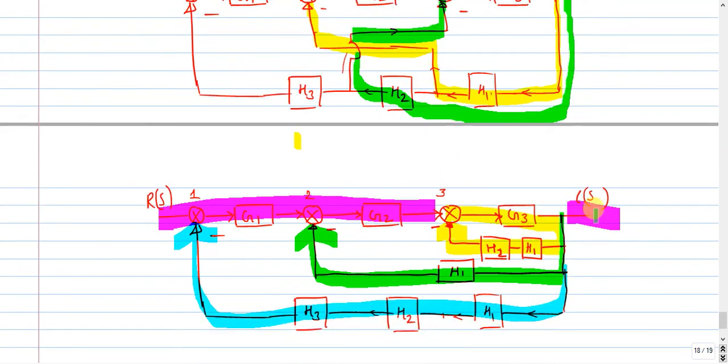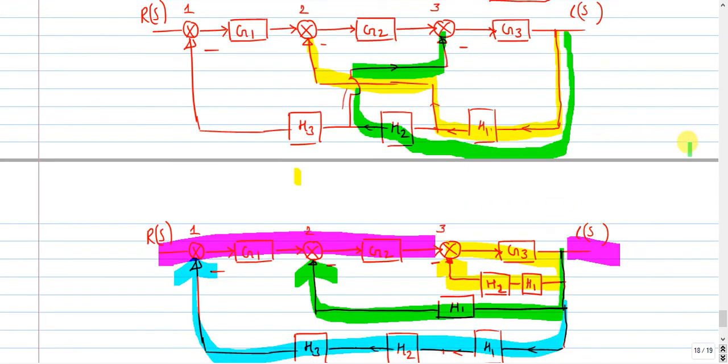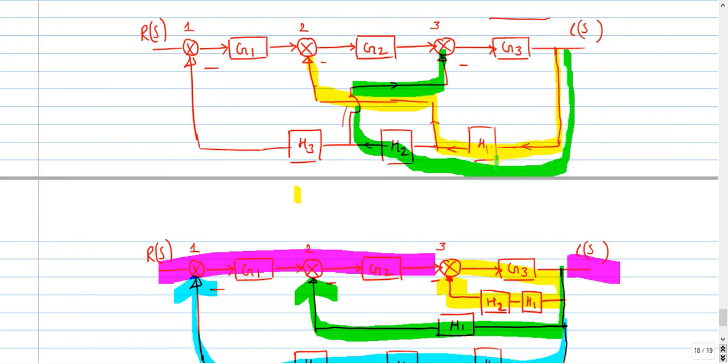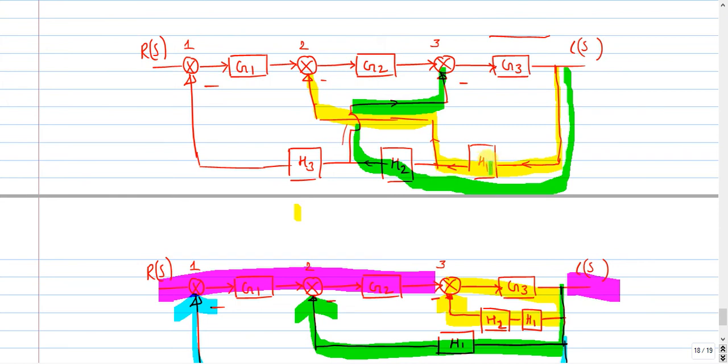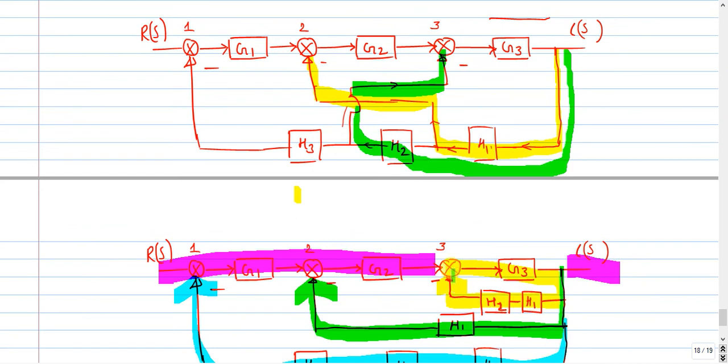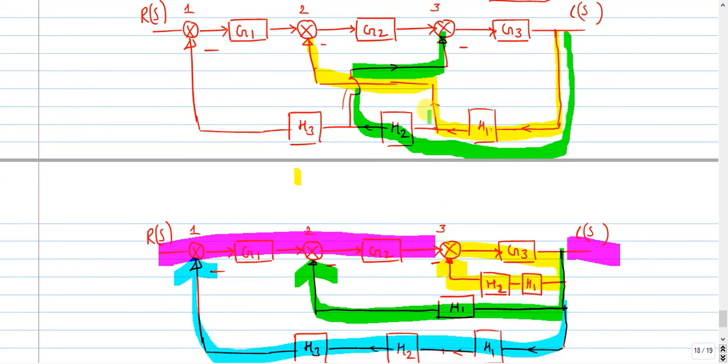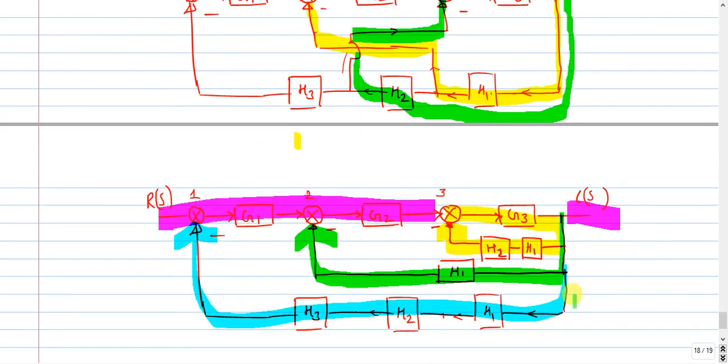Now I have rewritten the same. I have not modified anything, just in order to make it understandable I have rewritten the same sketch. Nothing has been disturbed. If you check the yellow, H1 to the second summing point, the same H1 to the second summing point is represented here in green. And if you check in green, that is H1, H2 to the third summing point. Finally, H1, H2, H3 to the first summing point. Same.